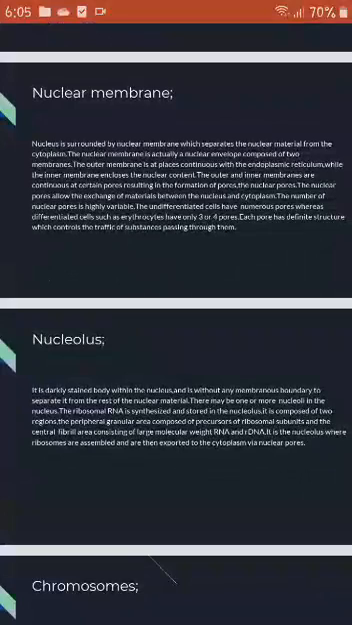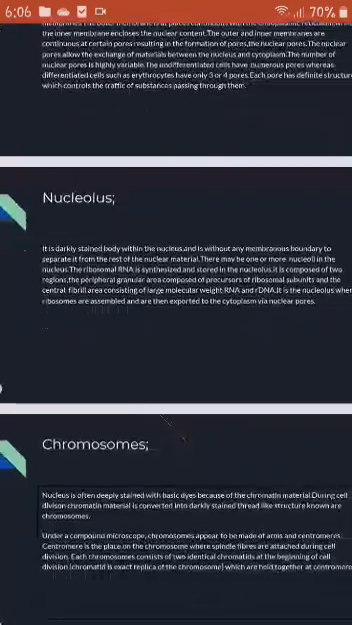It is composed of two regions: the peripheral granular area composed of precursors of ribosomal subunits and the central fibrillar area consisting of large molecular weight RNA and rDNA. It is in the nucleolus that ribosomes are assembled and then exported to the cytoplasm via nuclear pores.